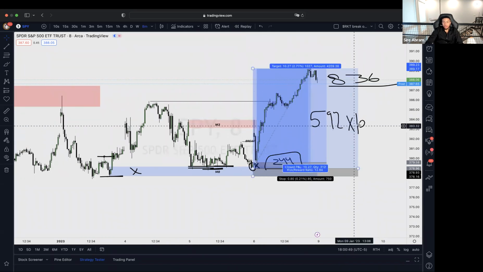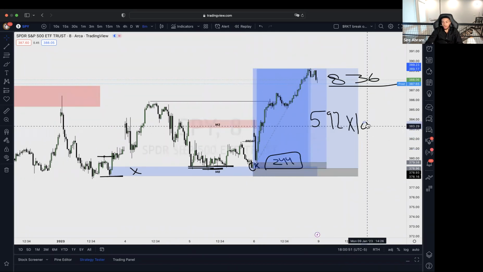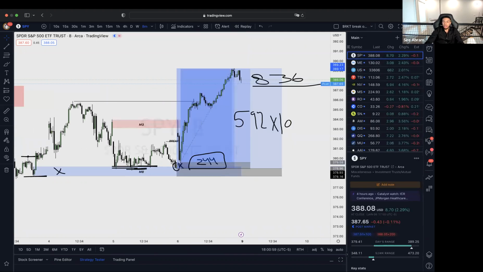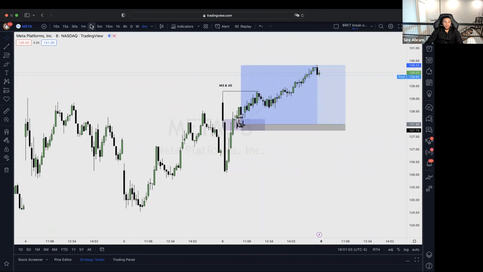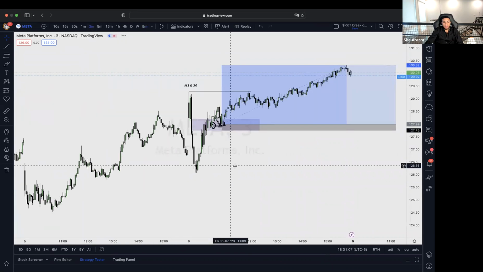These setups happen all the time within the market. If you miss it, you miss it, move on. You're going to find another one eventually. All right. And I'll show you guys some more examples, and you can see that a lot of this stuff is repetitive. Okay, so right here, this is Facebook, known as Meta.